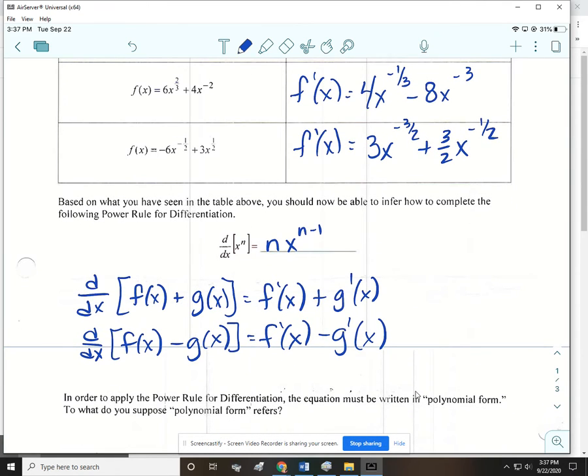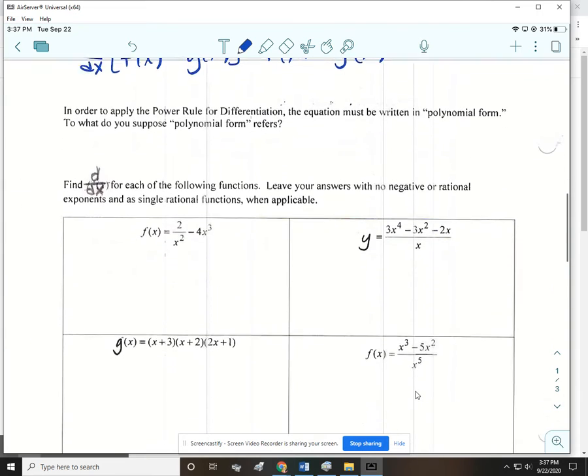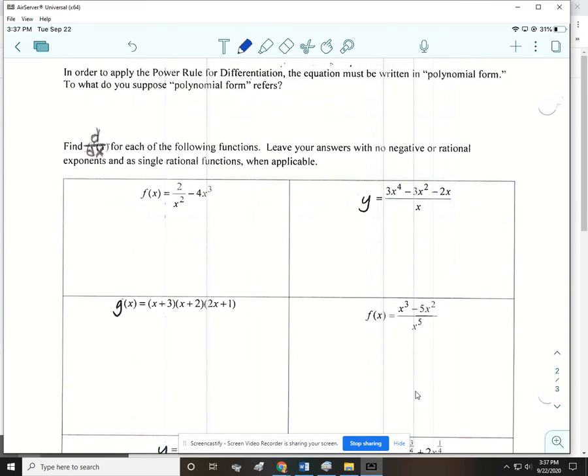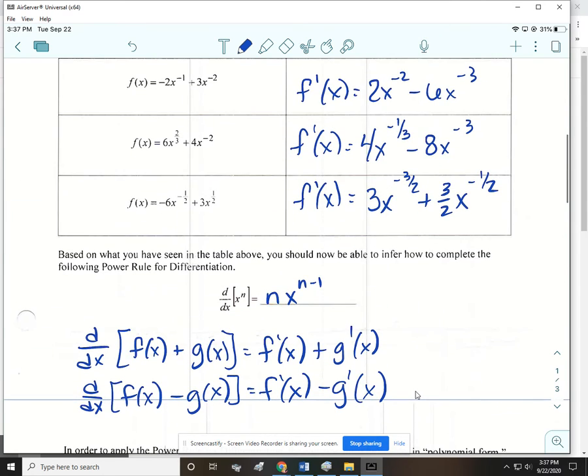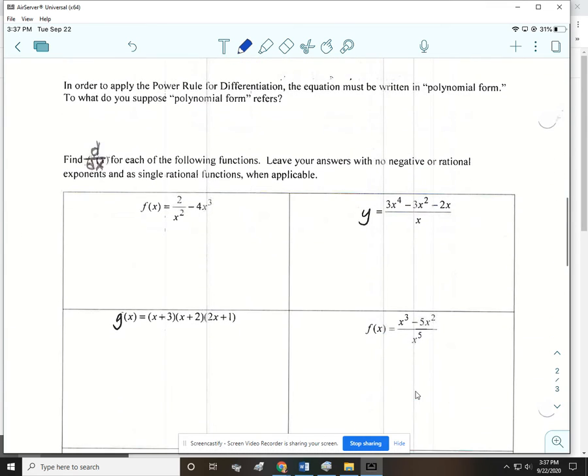Okay, so let's do some examples. Oh, wait, hold on, we have a couple other things. So in order to apply the power rule for differentiation, that's what that rule is that we wrote here. This is the power rule. The equation must be written in polynomial form. So what do you think polynomial form refers to? And that's going to be the sum or difference of multiple monomials.